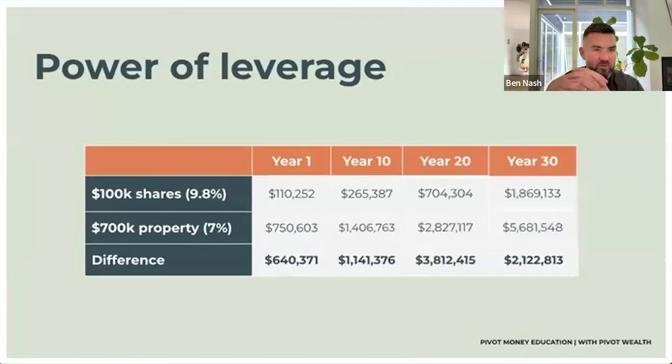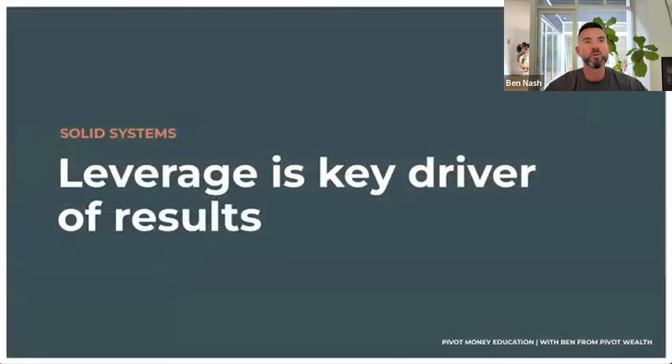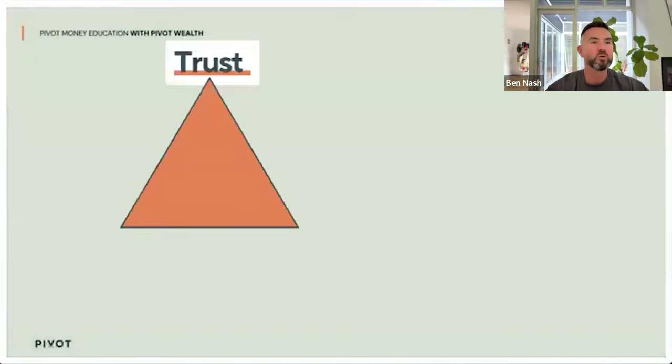I clearly haven't done, I've got my maths the wrong way around on that one. But after 20 years, it's $2.1 million. After 30 years, it's $3.8 million of difference. And that's the power of property investing. And it's not because property is a super special investment. The long-term return on property is actually lower than the long-term return on shares. But because when you buy property, you do it with leverage, that is a key driver of your results. And so I want to talk about how this works in practice. Now, this is a little bit complicated, so don't worry if it goes over your head.